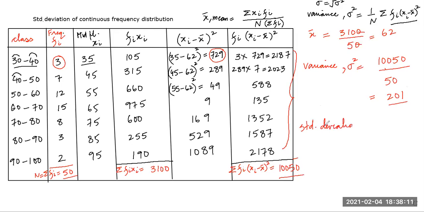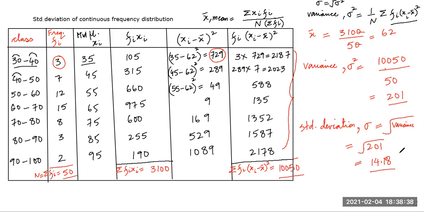What is standard deviation? Standard deviation is sigma, that is equal to under root of variance. So that is equal to under root of 201. So that is equal to 14.18. That is my standard deviation.